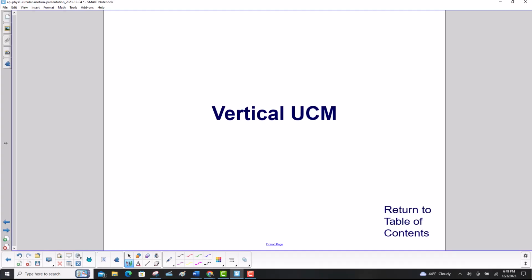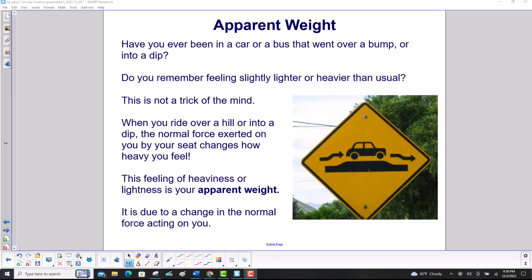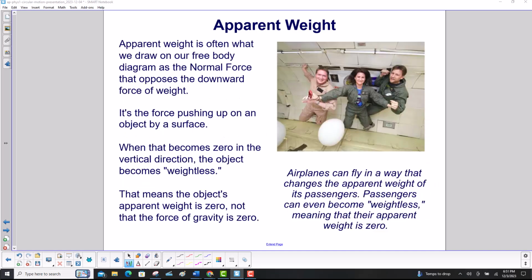Vertical uniform circular motion. Have you ever been in a car or a bus that went over a bump or into a dip? Do you remember feeling slightly lighter or heavier than usual? This is not a trick of the mind. When you ride over a hill or into a dip, the normal force exerted on you by your seat changes how heavy you feel. This feeling of heaviness or lightness is your apparent weight. It is due to a change in the normal force acting on you.